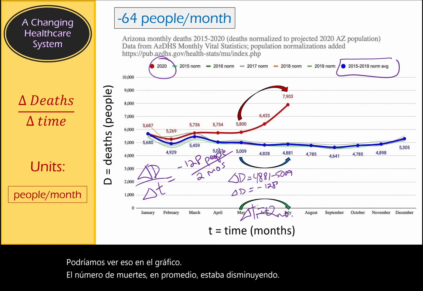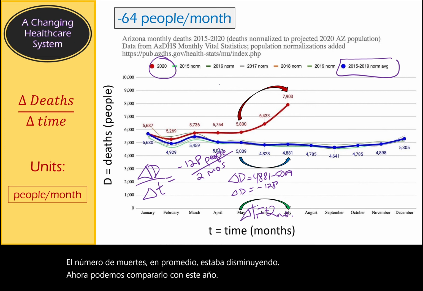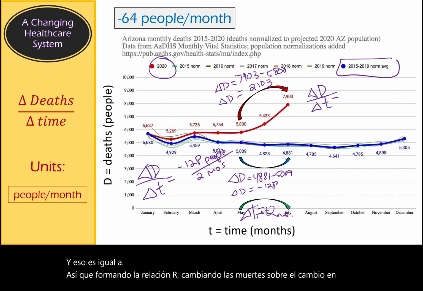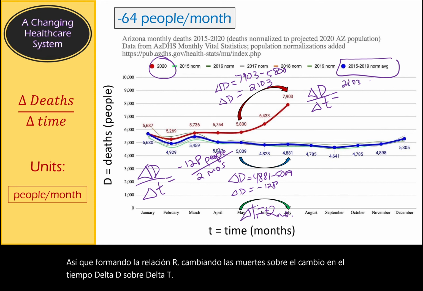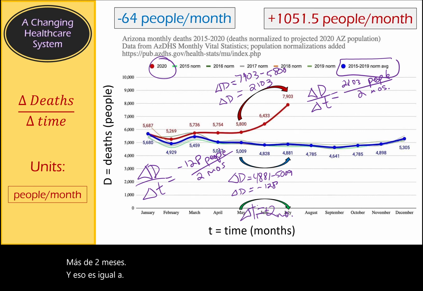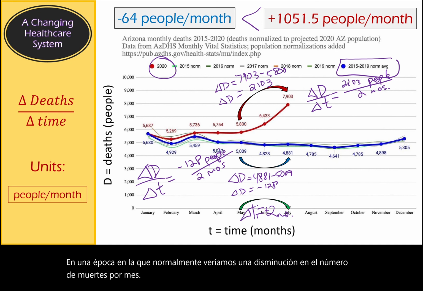Now we can compare that to this year. In which case we have 7,903 minus 5,800, and that's equal to 2,103. So forming our ratio, change in deaths over change in time, delta D over delta T, we have 2,103 people over 2 months, and that's equal to 1,051.5 people per month. So we can compare those two and see that definitely in a time when normally we'd be seeing a decrease in the number of deaths per month, we have a drastic increase in deaths.